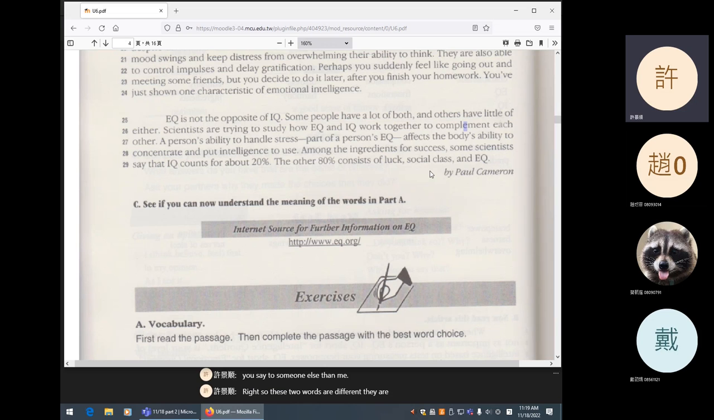Right, so these two words are different. They are spelled one letter different, but when you say them, the pronunciation is exactly the same. Both are complement. But if it's I-M-E-N-T, it is praise. But if it is E-M-E-N-T, it is something that completes something else. So EQ and IQ work together to complement each other, which means you have to have both IQ and EQ to be a complete person.